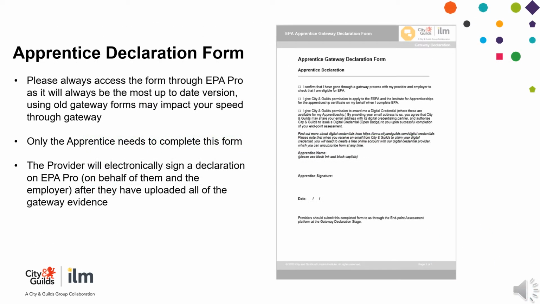Apprentice Declaration Form. Please use EPA Pro to access this form to ensure you have the most current version. Using an old Gateway form may impact your Gateway review. This form needs to be completed by the apprentice. The provider will electronically sign a declaration on EPA Pro after they have uploaded all of the Gateway evidence.